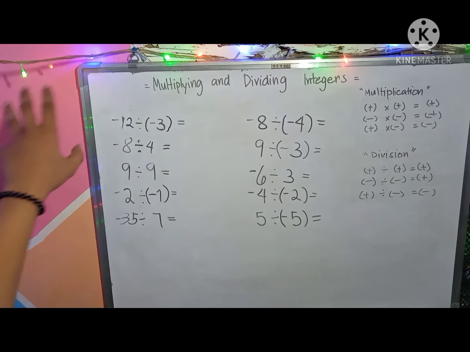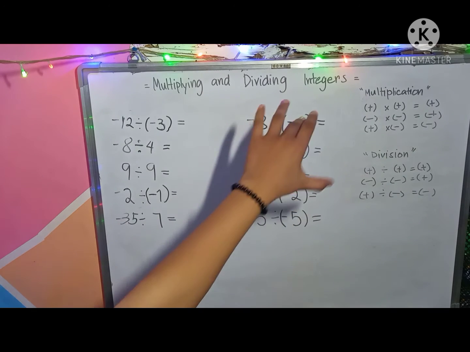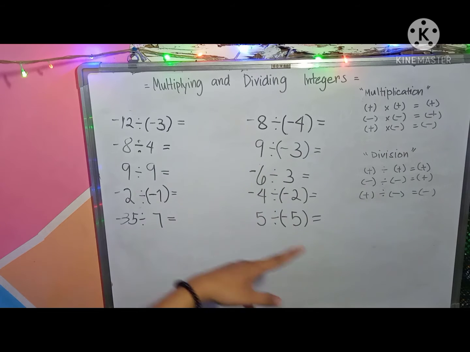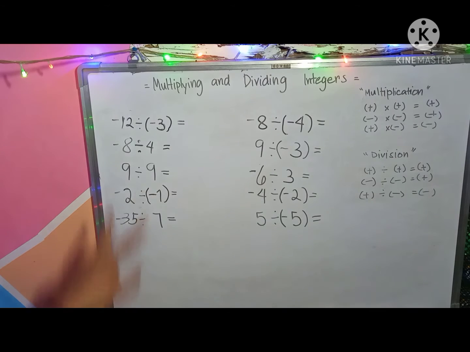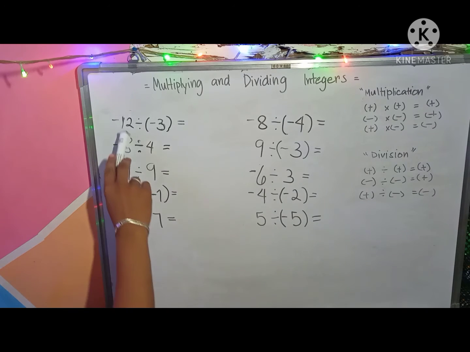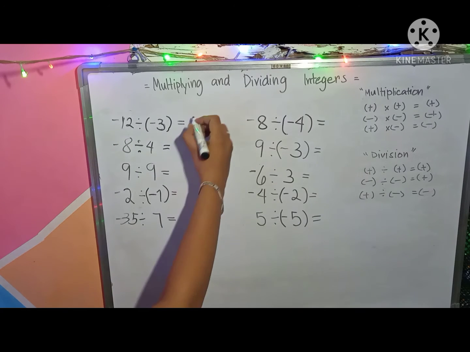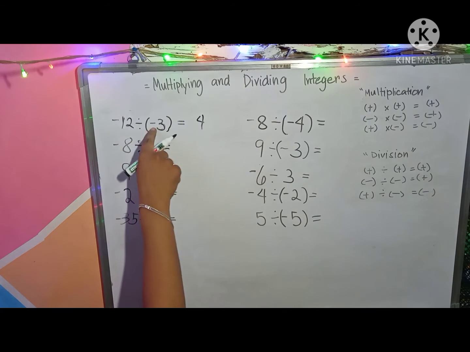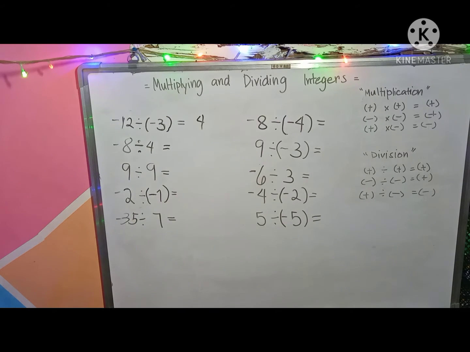Now let's proceed to dividing integers. Same basis lang titingnan natin. Division, like signs, positive, positive or negative, negative will give us the quotient positive. Kapag naman unlike signs, when one is positive and the other one is negative, the quotient is negative. Let's start with the first example. Negative 12 divided by negative 3. So 12 divided by 3 is equal to 4. And of course, like sign sila, parehas negative, so positive 4 ang sagot.